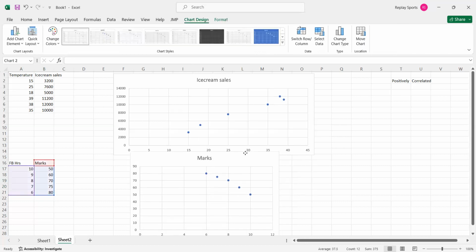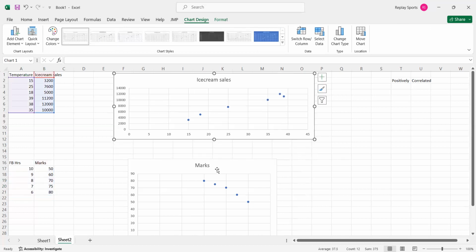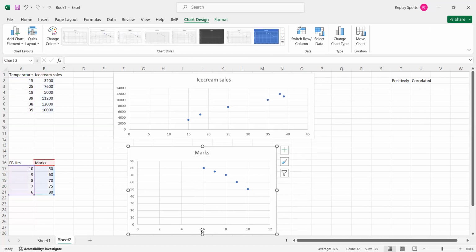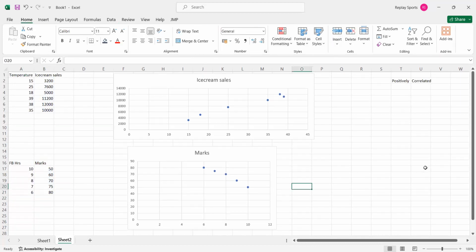you see here, in this case also, we can see correlation. They are correlated. They are negatively correlated. If X increases, Y decreases. If X decreases, Y increases. They go in opposite directions, right?